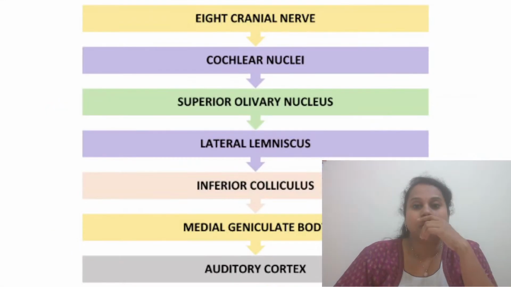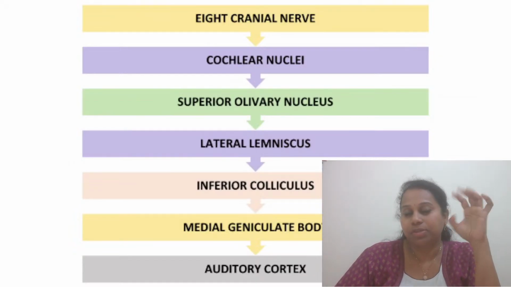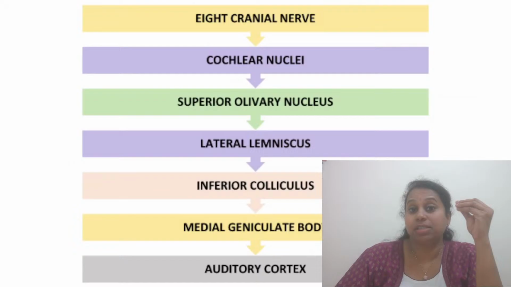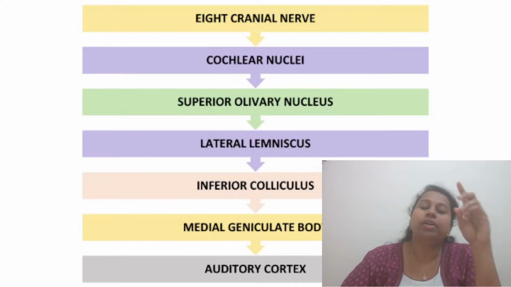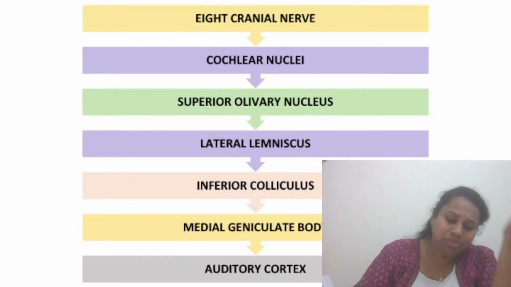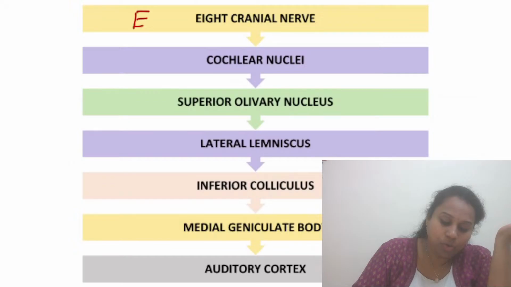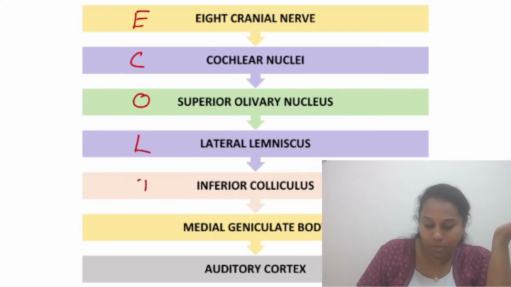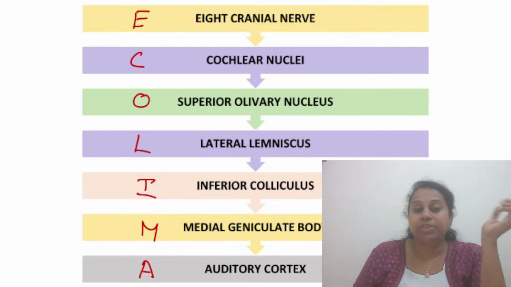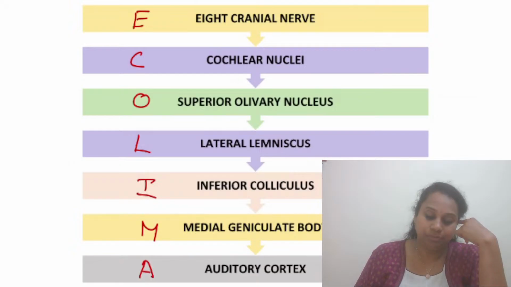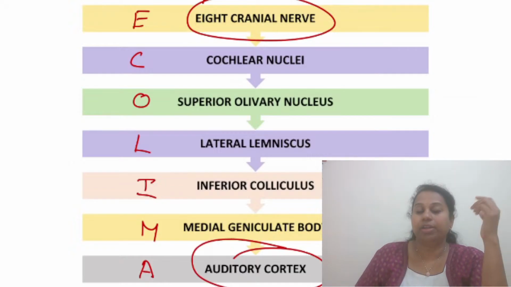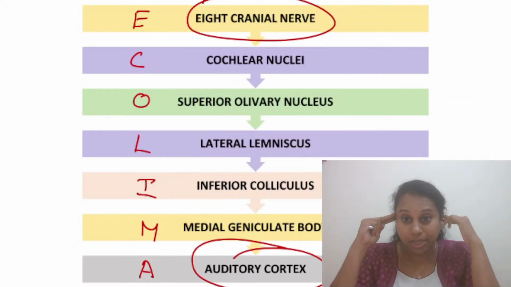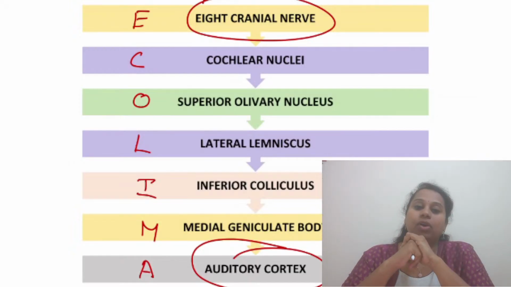So the last one, let's quickly go through the hearing mechanism, because in the recent INI-CET papers, we see this as a sequence-based question. All these sequences are given to be arranged in the proper auditory pathway order. Just a very easy mnemonic, ECOLMA. The nerve which carries hearing is the vestibulocochlear nerve, the 8th cranial nerve. And from the 8th cranial nerve, how does the potential reach the auditory cortex on your temporal lobe, near the ears? That's called ECOLMA.